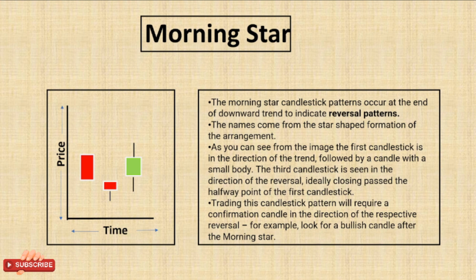As you can see in the image, the first candle is in the direction of the trend, followed by a candle with a small body. The third candle is seen in the direction of the reversal, that is the green candle, ideally closing past the half point of the first candle. As I've already told, it has to cross. You have to wait for it to cross the first candle, the full body red candle. So the traders have to look for the bullish candle.